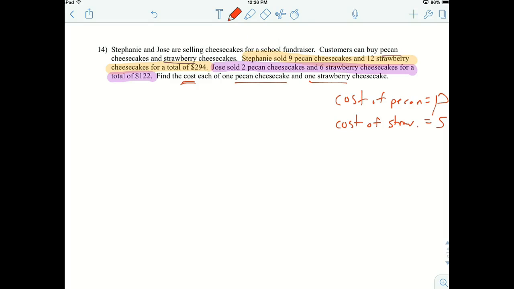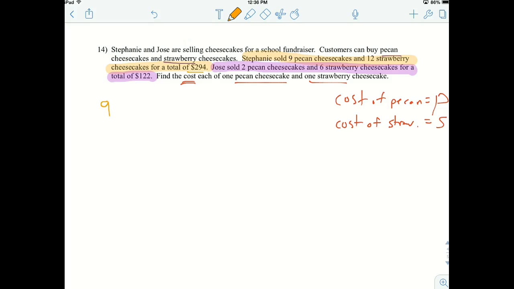We need to plug those into some sentences now. So with that orange sentence about Stephanie, it says she sold 9 pecan cheesecakes. So she sold 9 of the pecan ones. And since we're going to total it up to dollars, we want to somehow turn 9 pecan cheesecakes into dollars. So if she sold 1 pecan cheesecake and let's say it was $5, it would cost $5. She sold 2 pecan cheesecakes at $5 each, it would be $10. If she sold 10 pecan cheesecakes at $5 each, it would be $50.